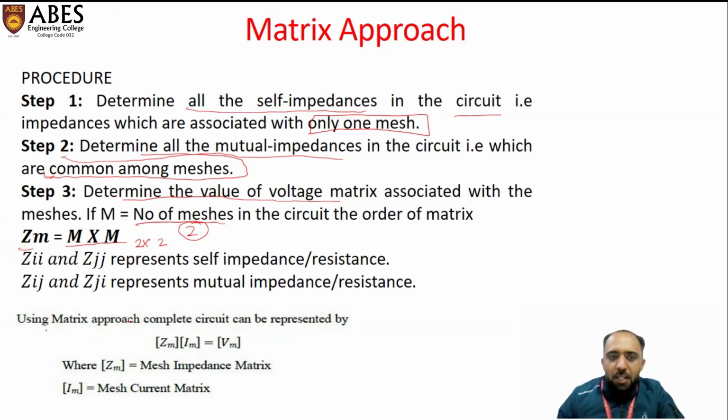Now using the matrix approach, the complete circuit can be represented by the basic equation of Ohm's law, V is equal to I into R. We are representing this in matrix form. You can easily note down this point. This is simple Ohm's law, V equals I into R, and we are presenting this Ohm's law equation in matrix form, where the Z matrix is the mesh impedance matrix and the Im matrix is the mesh current matrix.